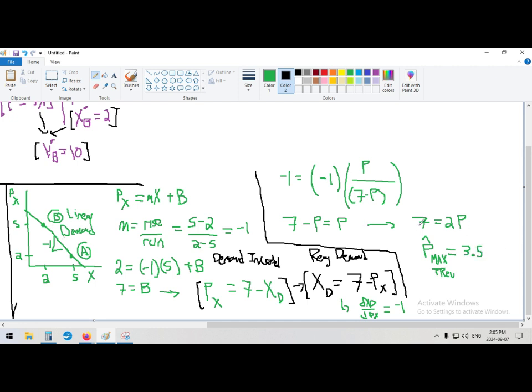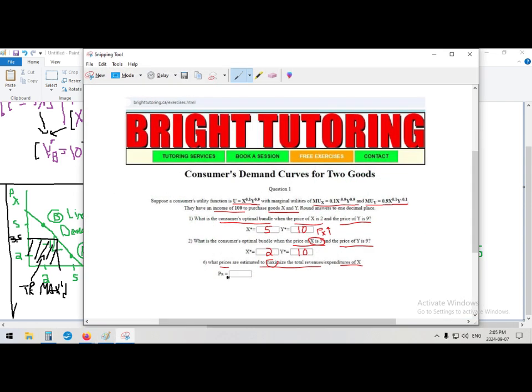If we look over here at this graph, for this point here at 3.5, this area here, that box there, which is total revenue, is maximized. So what we get for this one is 3.5. And that's how you do that question.